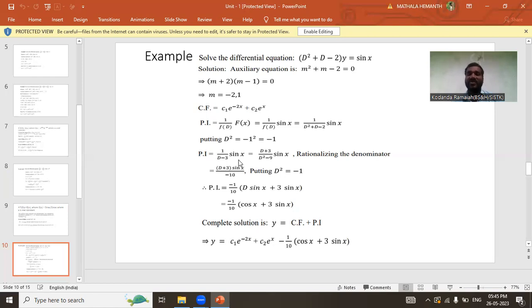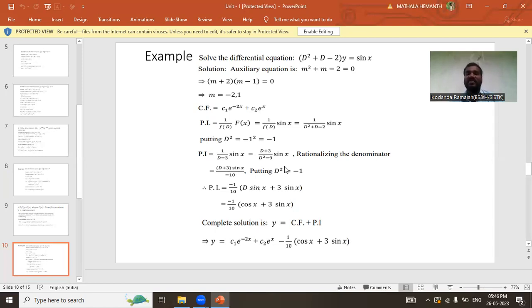After substituting the D square value, the denominator term still depends upon the derivative term. So we eliminate the derivative term of the denominator by rationalizing the denominator. That is 1 by D minus 3 into D plus 3 by D plus 3 into sin x. So D plus 3 into sin x over the denominator D plus 3 into D minus 3, which can be written as D square minus 3 square, and 3 square means 9. So that equals D plus 3 into sin x by minus 10.